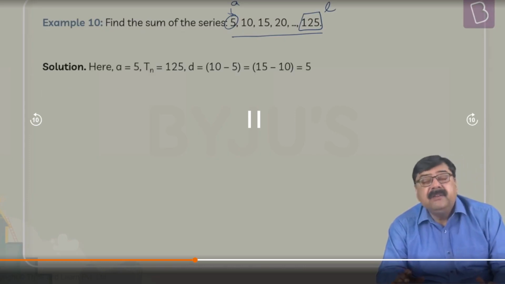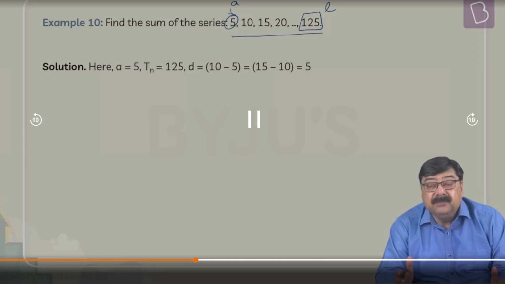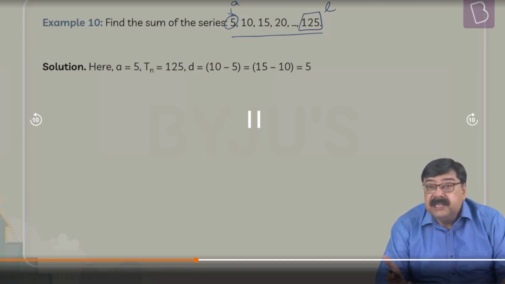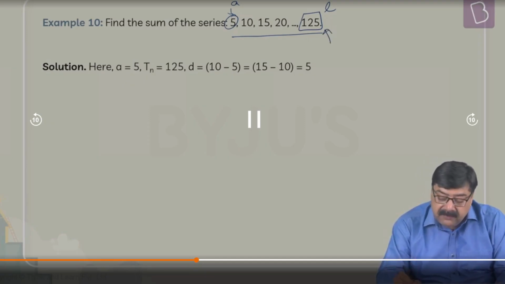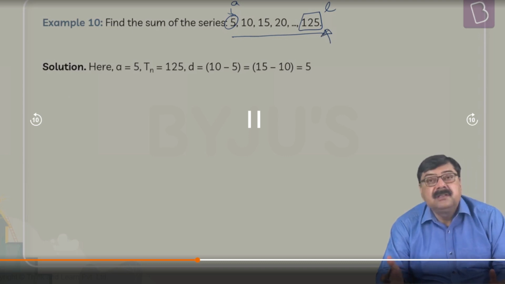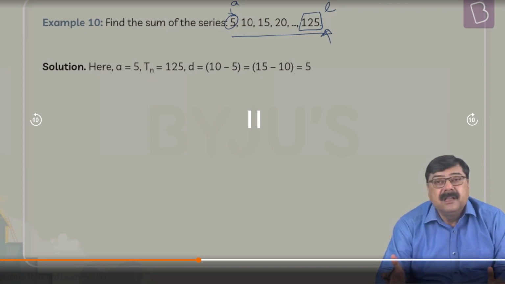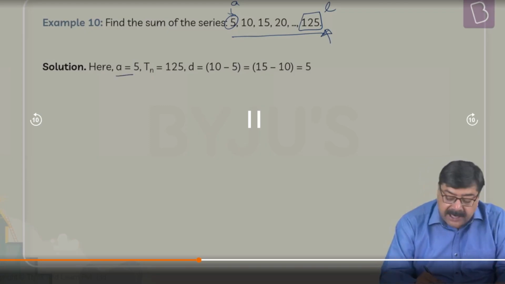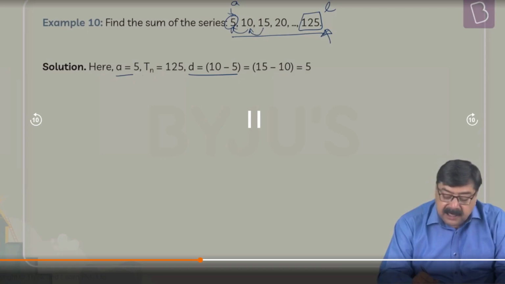So the only thing that we need to now find out is the nth term, because the number of terms needs to be known. So 125 is the last term, and what is its order or sequence as the last term? So A is given, B we can find out, that is 10 minus 5 is 5, 15 minus 10 is again 5, and the last term is 125.